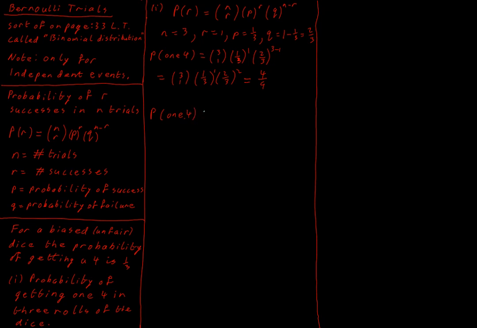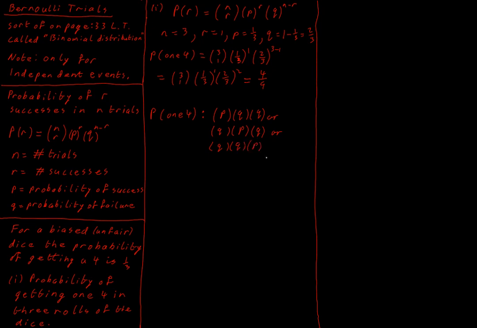Well, what are the different ways that that could happen? Well, on the first roll, we could get a 4. So that would be a success, and then we'd fail the other 2 times. Or we could fail the first time, succeed the second time, and fail again the third time. Or we could fail, and then succeed the third time.